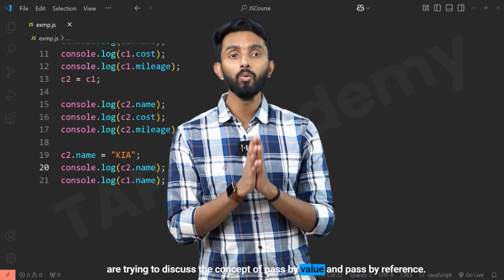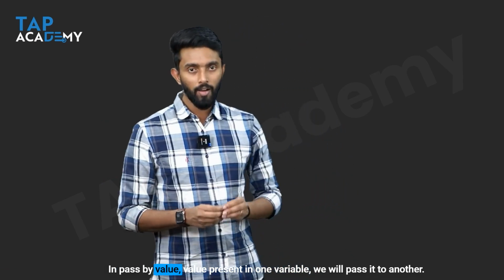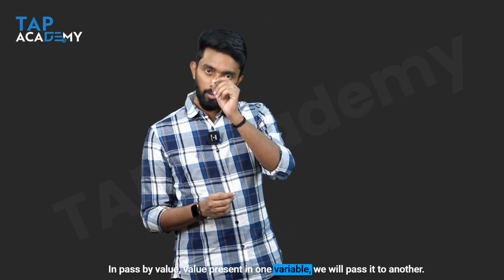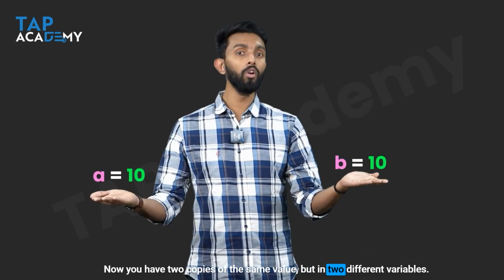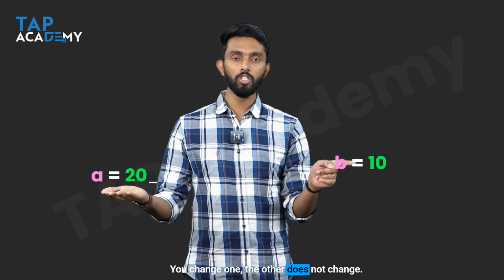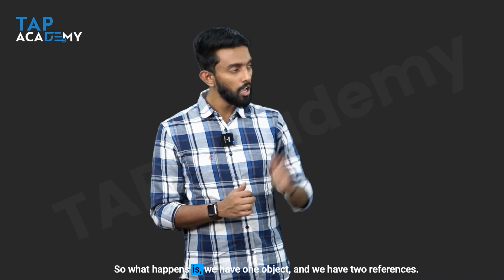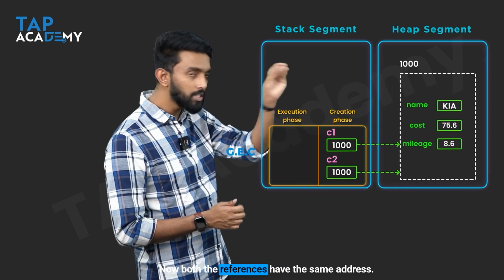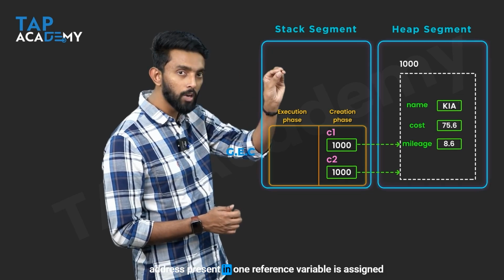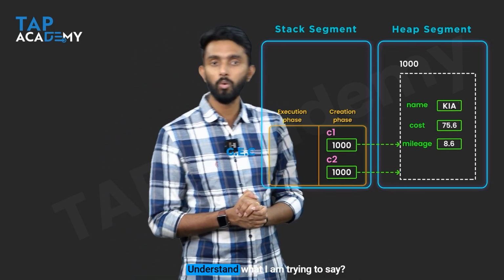This is the most important concept that you must understand when we are trying to discuss the concept of pass by value and pass by reference. Just to give you a picture, please try to understand. In pass by value, the value present in one variable, we will pass it to another. Now you have two copies of the same value, but in two different variables. You change one, the other doesn't change because they are two different copies. But in pass by reference, the word reference means object. So what happens is, we have one object and we have two references. Now both the references have the same address. The address present in one reference variable is assigned to another, which is why both are referring to the same object. Understand what I'm trying to say?